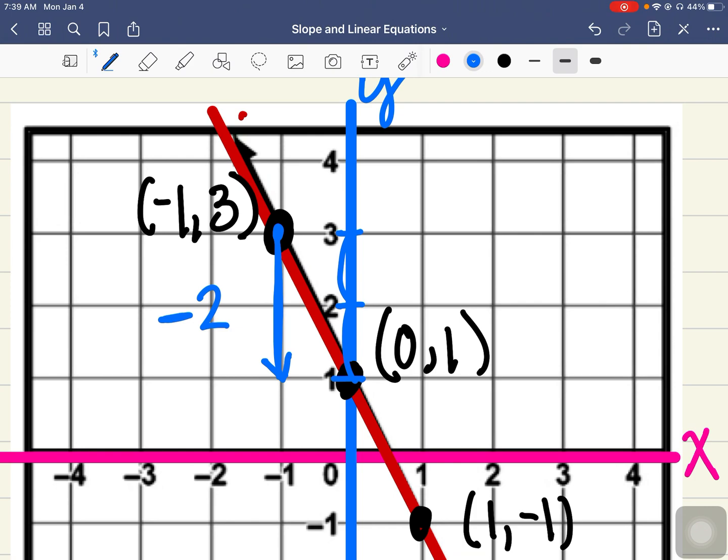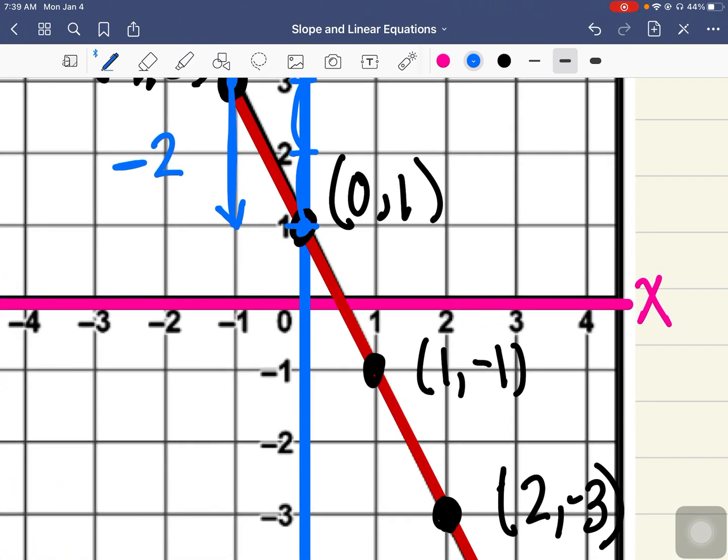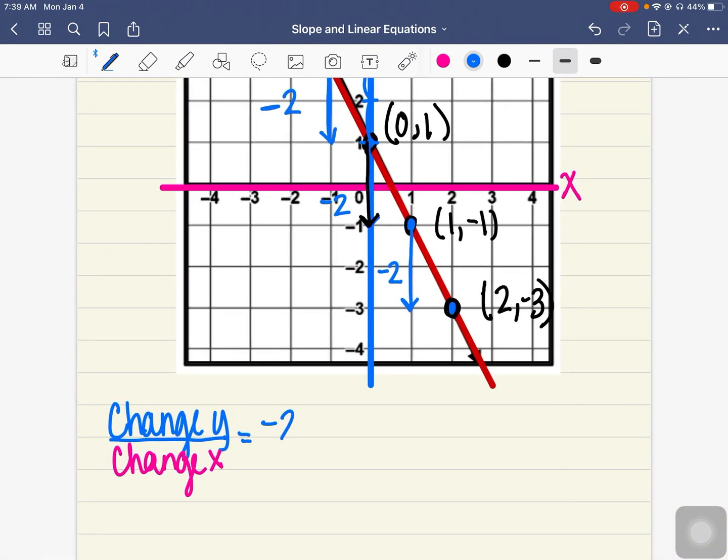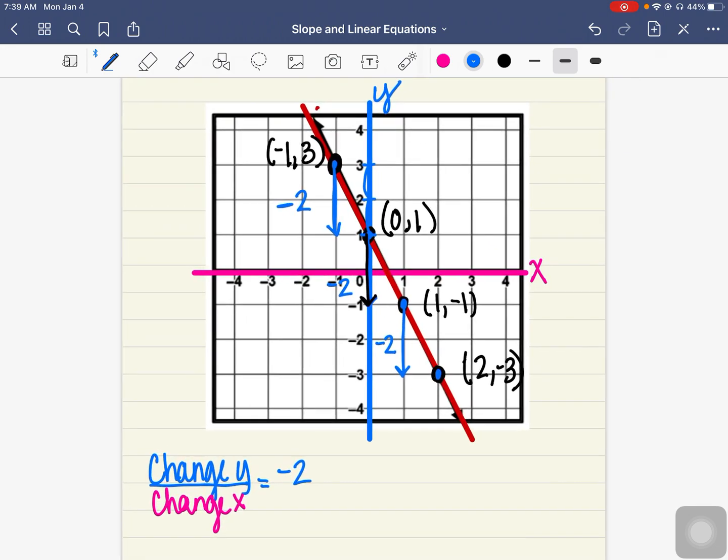Okay, and look what happens when I do this from this point down to here. You can't really see it, so I'll do it in black so you can see it. I have to go down 2. Oh, that's a -2 again. And then to go from this point down to this point, I have to go down another 2. Guess what my changes in y are? My change in y is -2, from here to here, it's -2. From here to here, it's -2. From here to here, it's -2.